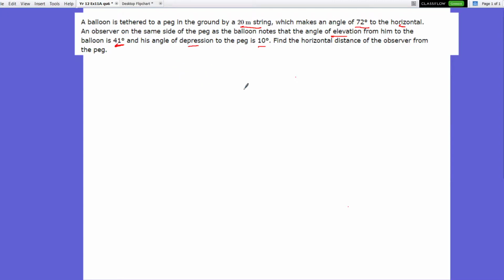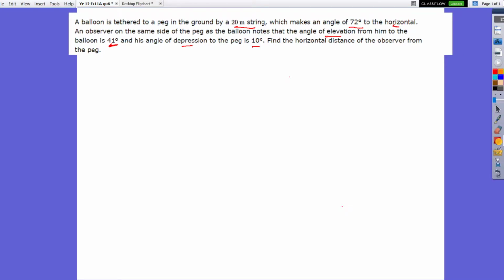Okay, champion. So in these questions, read it a couple of times, trying to get most of the important information out. And the other key thing is to then go on to draw this information in a diagram. Okay, so here we go.